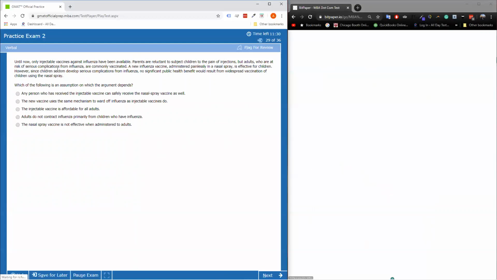Until now, only injectable vaccines against influenza have been available. Parents are reluctant to subject children to the pain of injections, but adults who are at risk of serious complications from influenza are commonly vaccinated. A new influenza vaccine administered painlessly in a nasal spray is effective for children. However, since children seldom develop serious complications from influenza, no significant public health benefit would result from widespread vaccination of children using nasal spray. But what if they could be prevented from transmitting to their stupid parents?